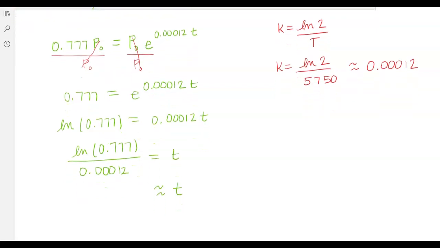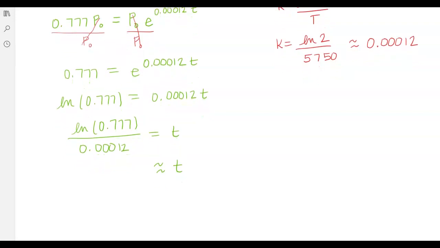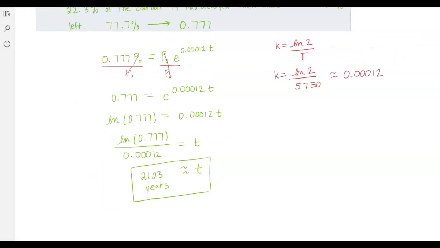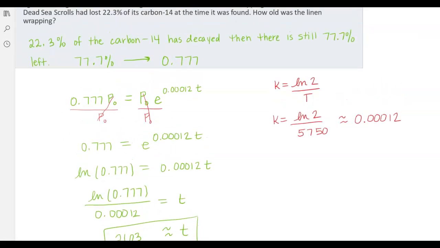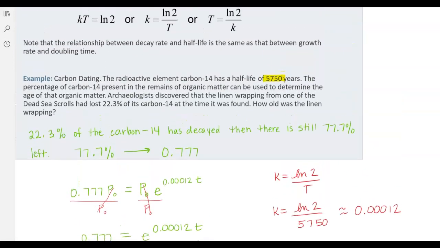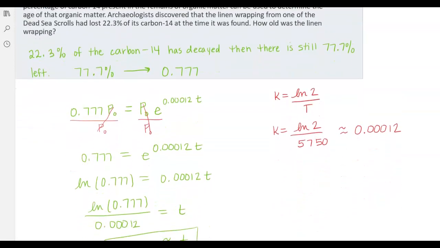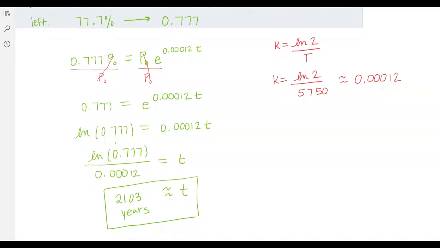And again, this is telling us approximately how much time had passed at the time that it was found. Plugging in the calculator, we're getting this number. And again, this is in years. It's a pretty long time. All right, so that is our example for half-life. But again, you can see that the process is just the same as it would be for doubling time or any of the other applications.